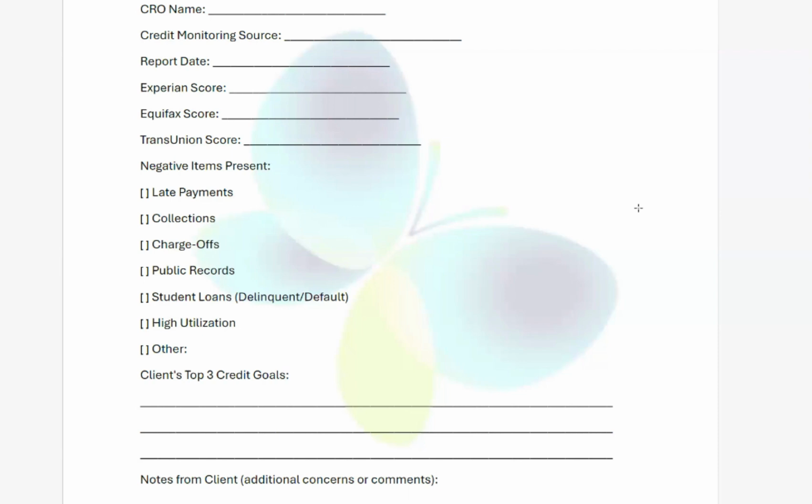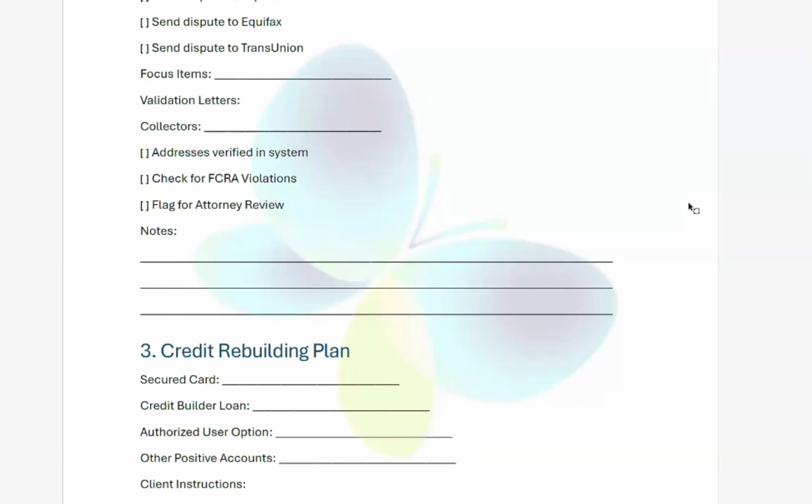Okay, so for the cleanup plan, the first 30 to 45 days, what I like to do is first look at the items we want to focus on. What are any third-party collections that I'm looking at, like LVNV Funding, Portfolio, IC Systems, third-party collection agencies? The first thing I'm going to do is send validation letters to them. Any third-party collectors.